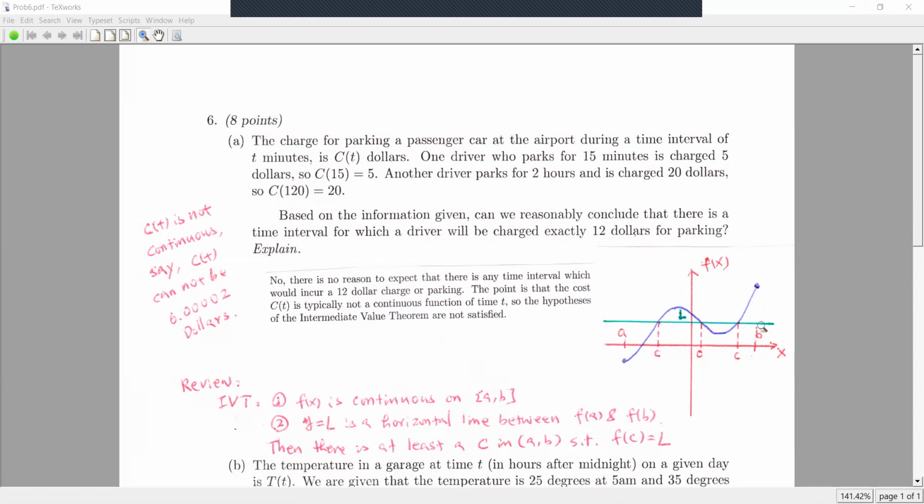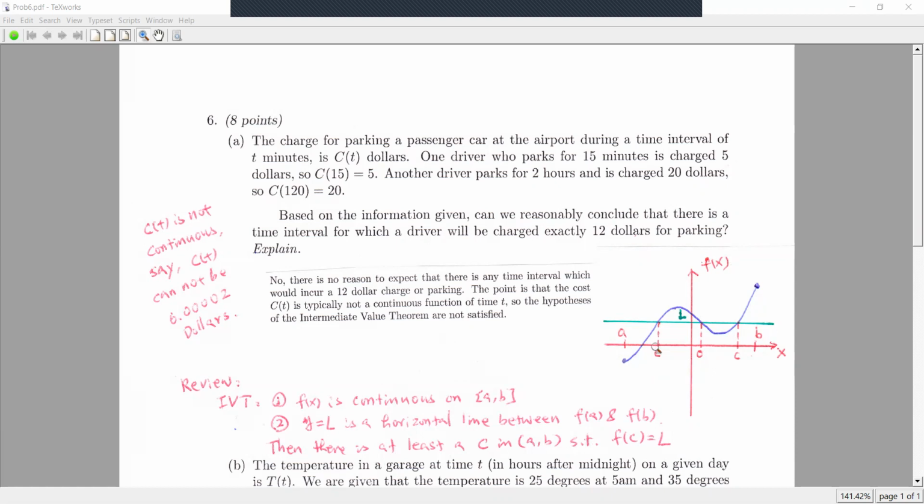This green line is the horizontal line L. This line is between the function value at a and the function value at b. Then, conclusion. There is at least a point c between a and b such that the function value at c is the number L. In this diagram, there are 3 such points.